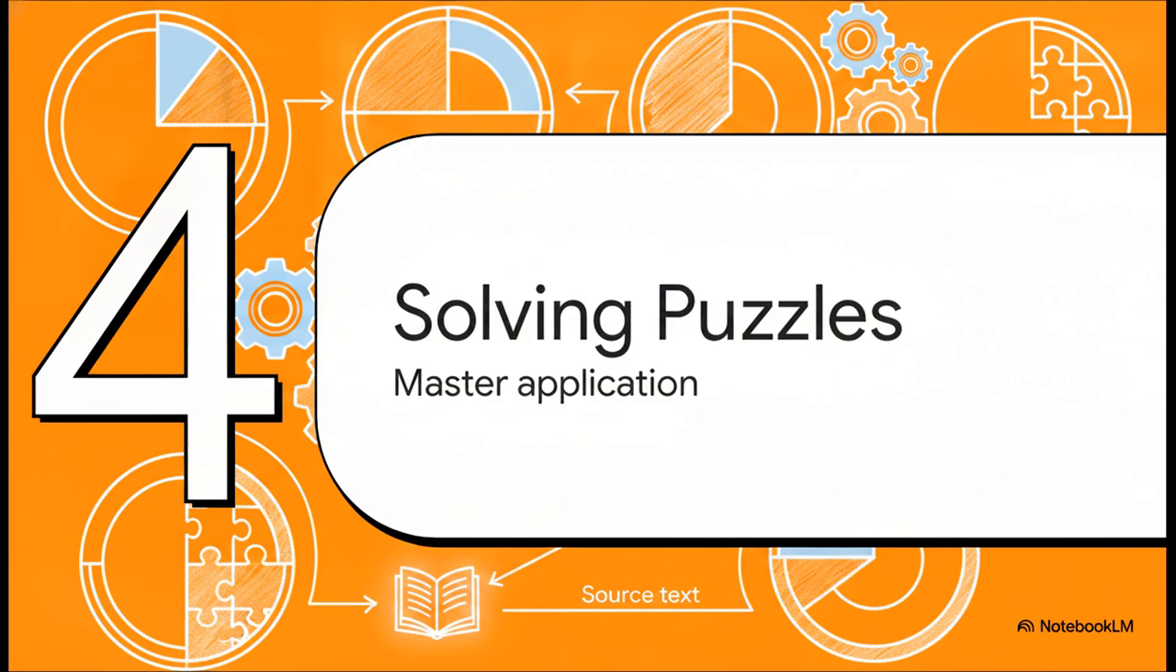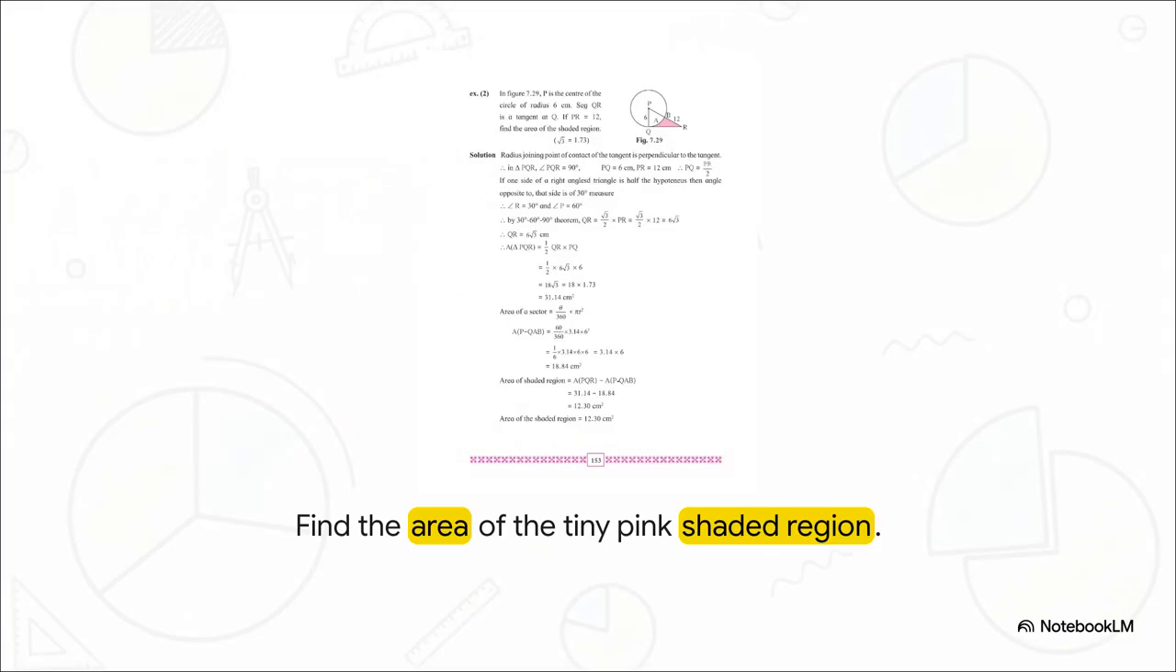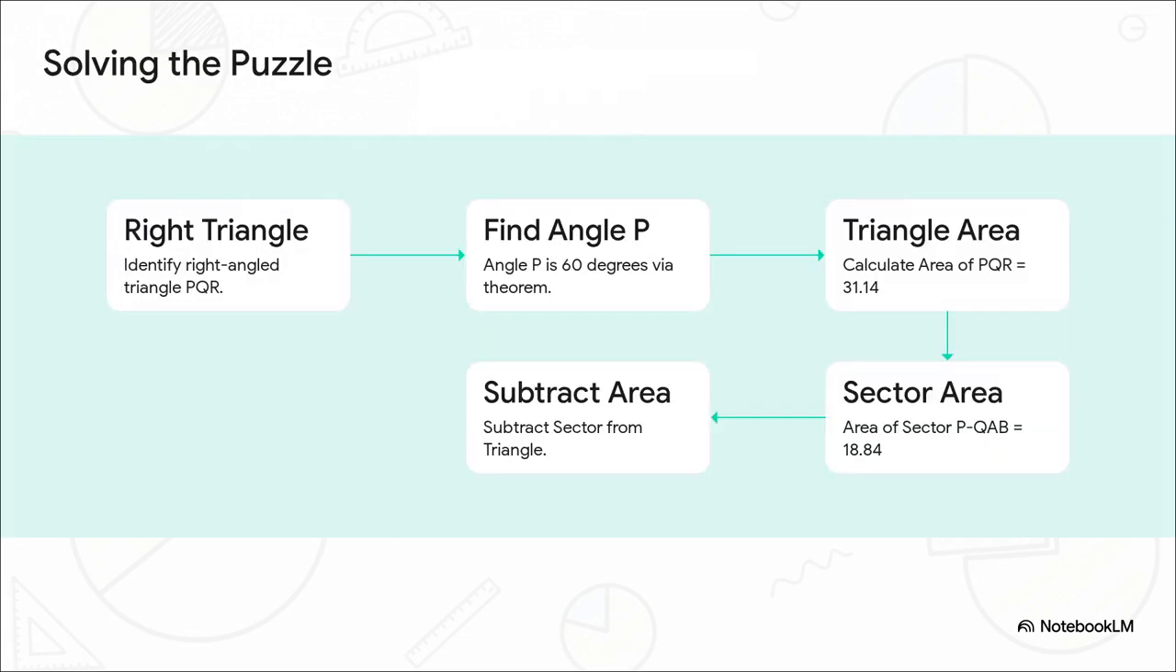Section 4, solving sector puzzles. It's time to put our newly discovered formulas to the ultimate test with a real complex master application. Our task here is to find the area of just that tiny pink shaded region. Let's observe our givens carefully. We have a circle with a radius of 6 centimeters, a tangent line segment QR at point Q, and a hypotenuse PR that is exactly 12 centimeters long. Let's move on and see how this builds to a solution.